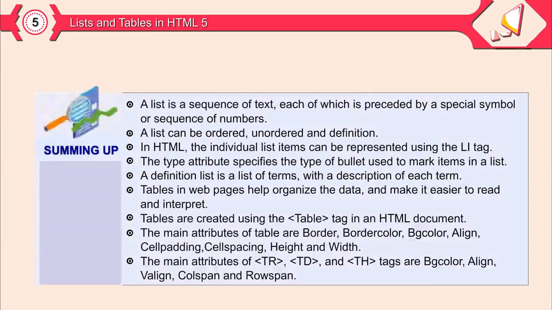Tables in web pages help organize the data and make it easier to read and interpret. Tables are created using the table tag in an HTML document. The main attributes of table are border, border color, bg color, align, cell padding, cell spacing, height, and width. The main attributes of tr, td, and th tags are bg color, align, v-align, col span, and row span.